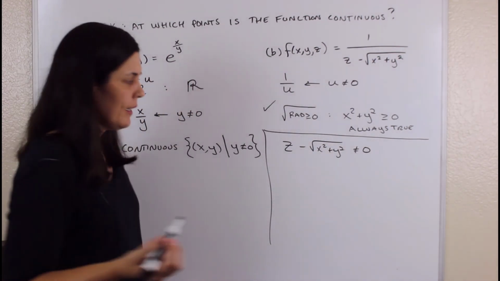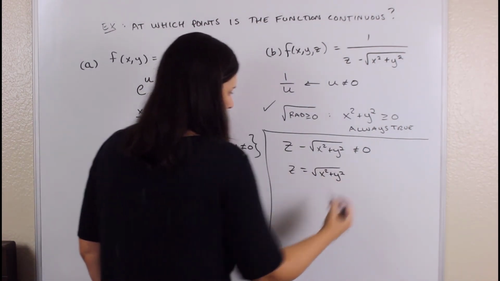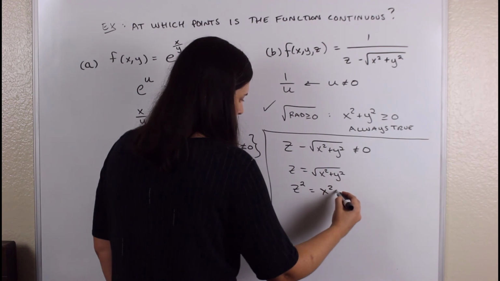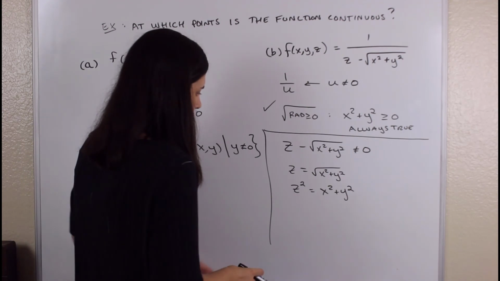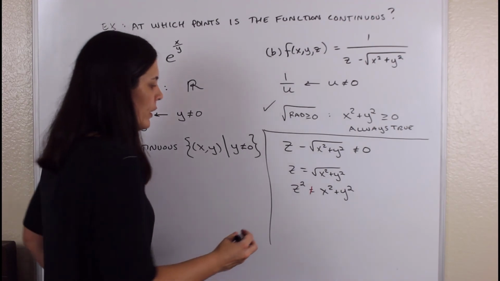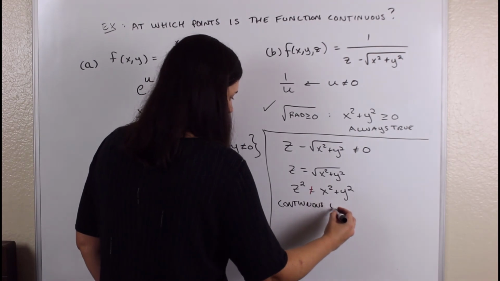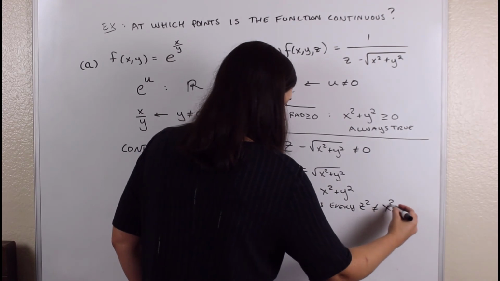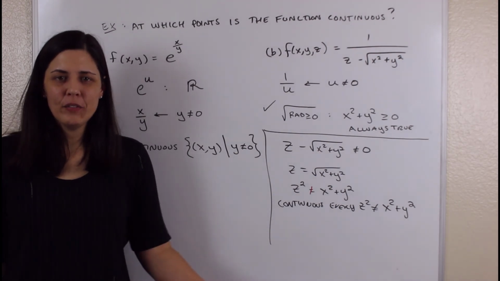Let's just make it look a tiny bit nicer. z equals square root x squared plus y squared. And then if I square both sides, z squared equals x squared plus y squared. But this was the problem. We don't want this to happen, so we cross this out. So this function is continuous everywhere z squared is not equal to x squared plus y squared. Okay, so that's it for this one.